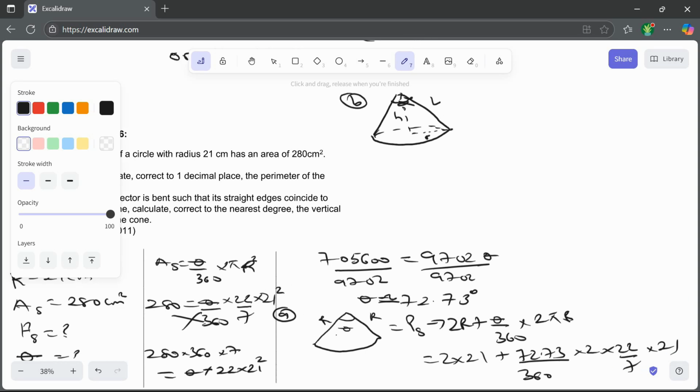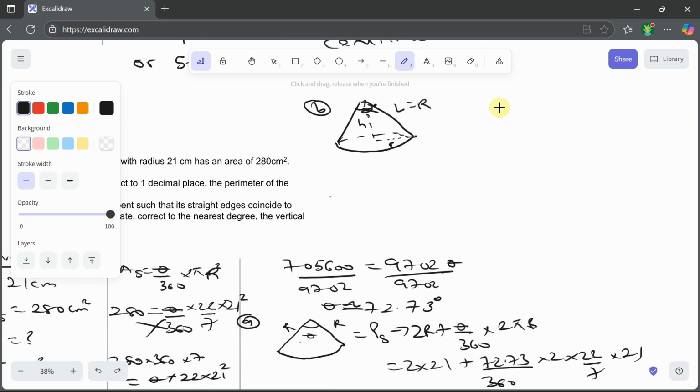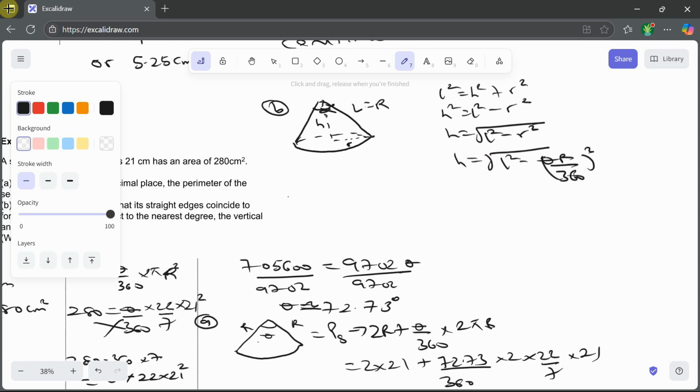And let's see. So we know our L, which is basically the R from what we've said so far. I'll just recap it again. We said L squared is equal to H squared plus R squared. Then H squared is equal to L squared minus R squared, right? Then our H is the square root of L squared minus R squared. Now remember our L is also the same as our R, because it's the cone that was bent.